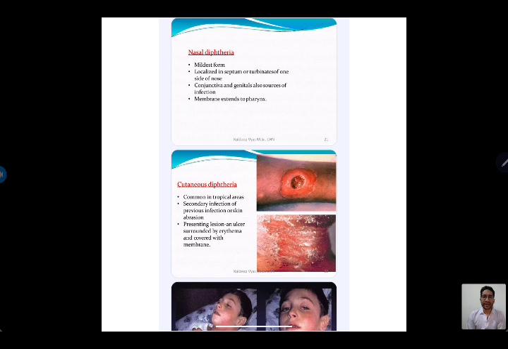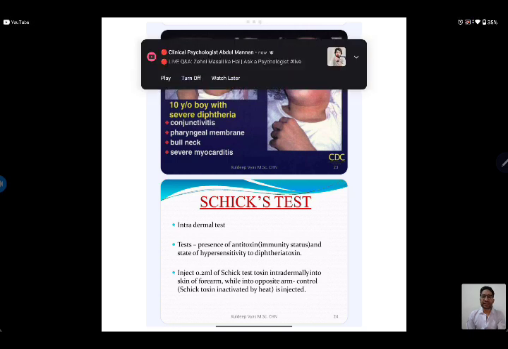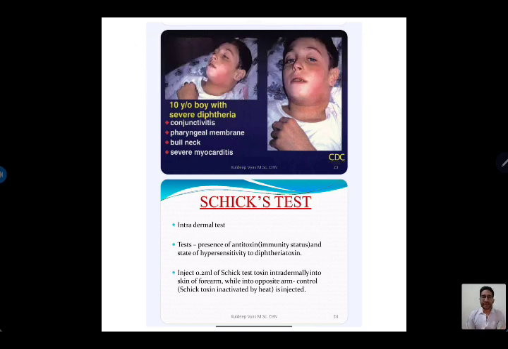Membranous extend to the pharynx. Cutaneous diphtheria, common in the tropical areas, is a secondary infection of a previous infection or skin abrasions. The presenting lesion is an ulcer surrounded by erythema and covered with a membrane. A 10-year-old boy with severe diphtheria: conjunctivitis, pharyngeal membrane, bull neck, severe myocarditis.